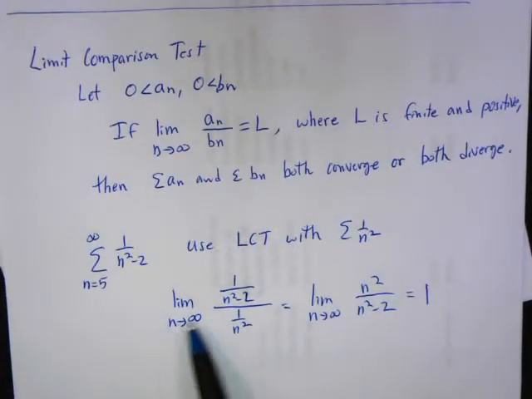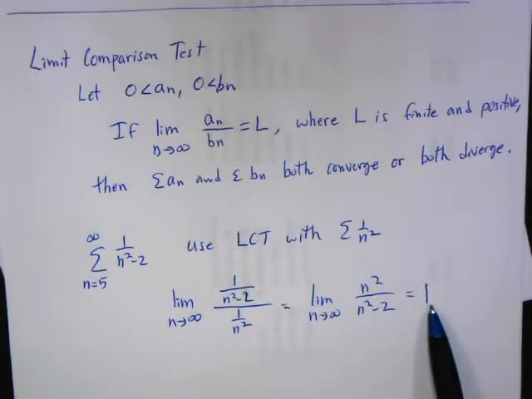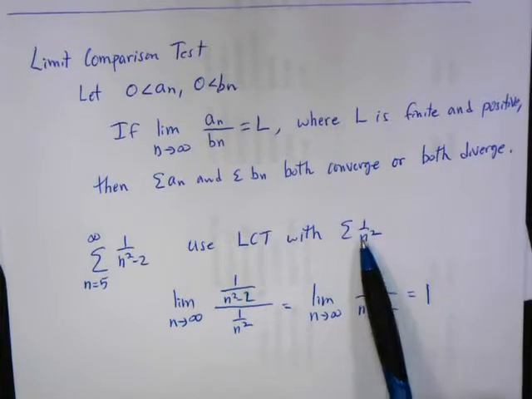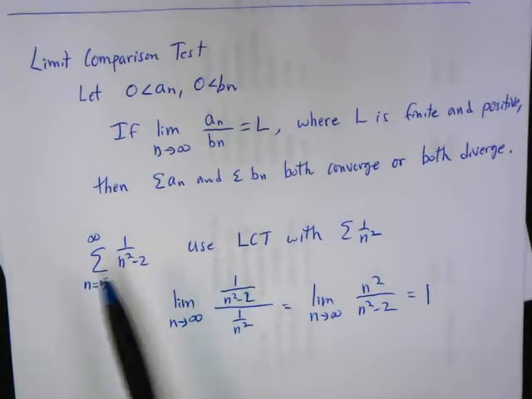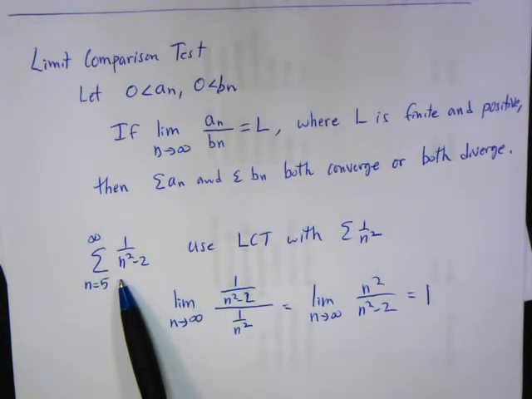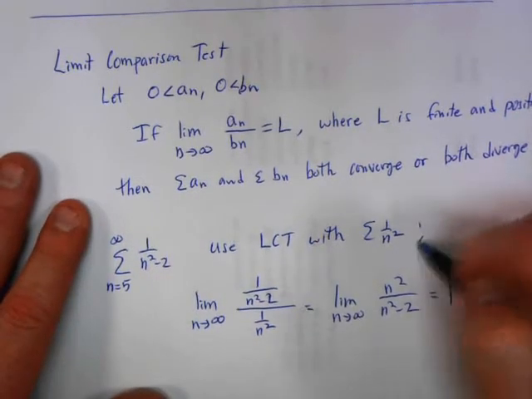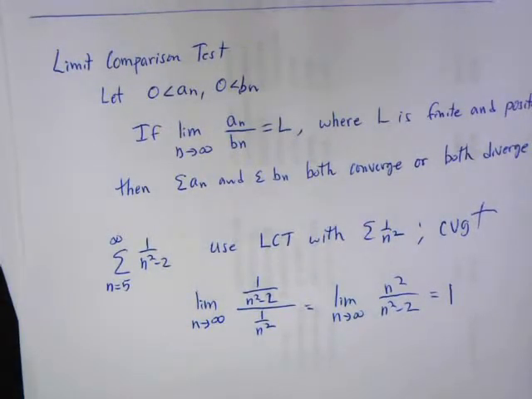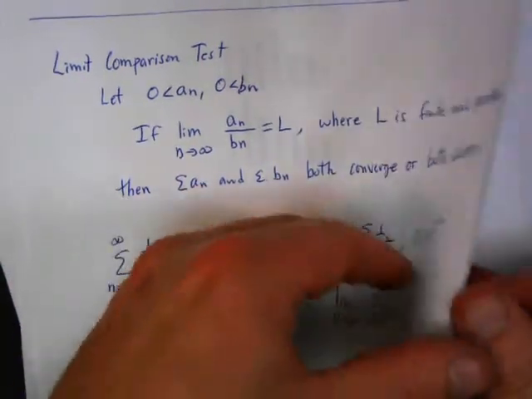All right, so we took this limit. We got a positive finite number. We know that series converges. So by the limit comparison test, we can say that series also converges. Questions on that? All right, let's try a few more of those.